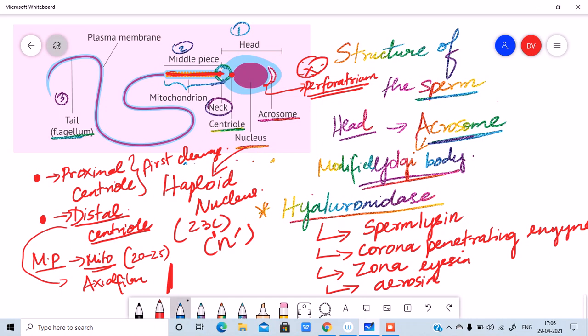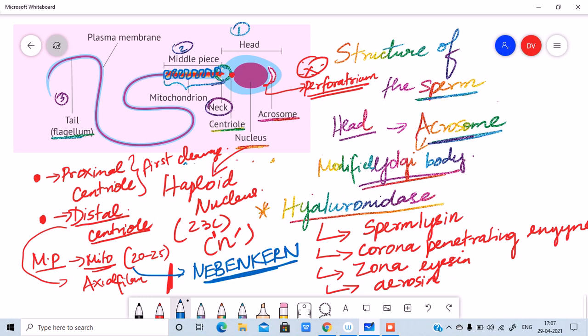And what happens to the mitochondria? The mitochondria wind around the filament in a spiral arrangement. Alright guys, that spiral arrangement of the mitochondria is known as Nebenkern. Very, very important MCQ guys, very important. So when the distal centriole forms an axial filament, the mitochondria form a spiral arrangement over that. That arrangement of the mitochondria in a spiral form is known as Nebenkern.